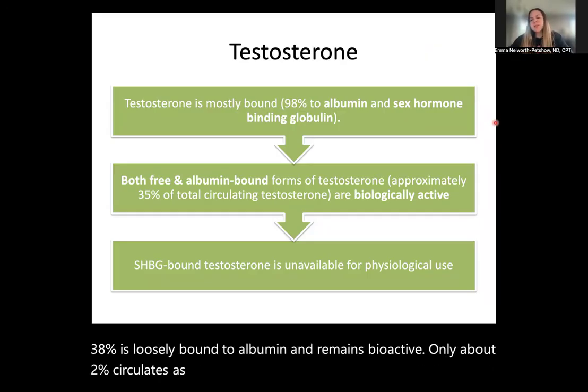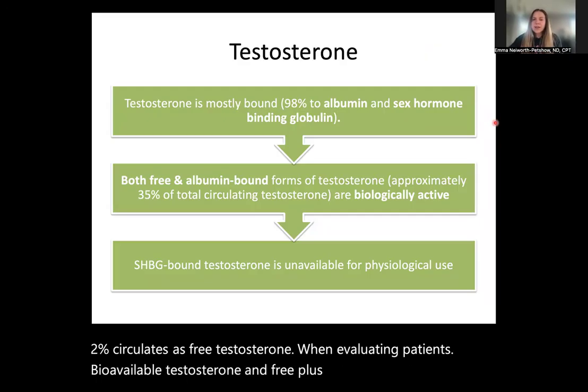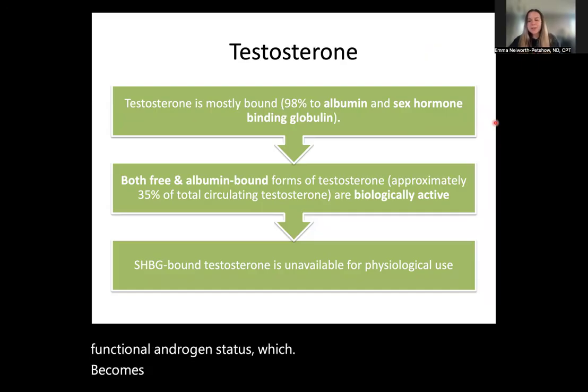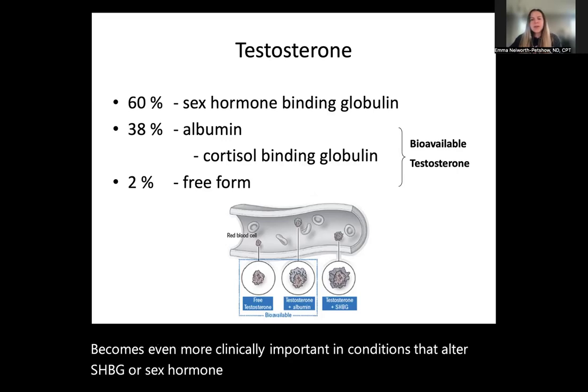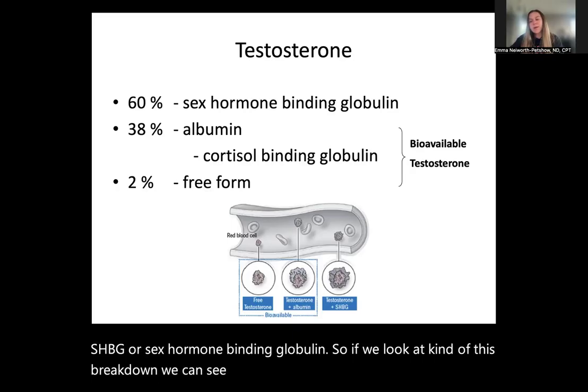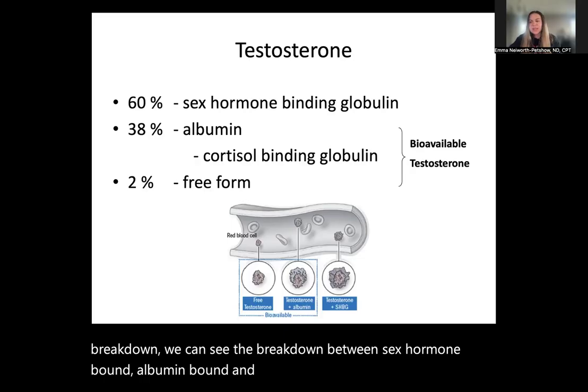When evaluating patients, bioavailable testosterone, free plus albumin bound, best reflects functional androgen status, which becomes even more clinically important in conditions that alter SHBG, or sex hormone binding globulin. So if we look at this breakdown, we can see the breakdown between sex hormone bound, albumin bound, and free testosterone, really displaying those percentages.